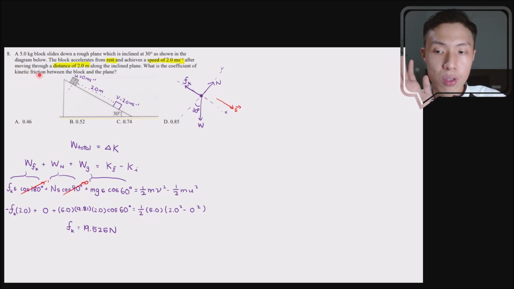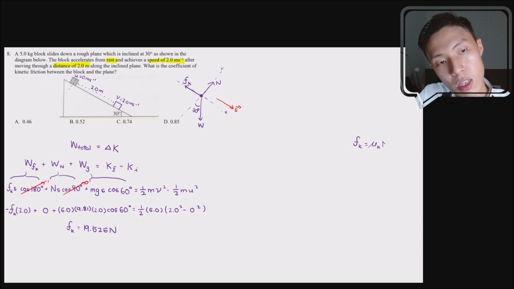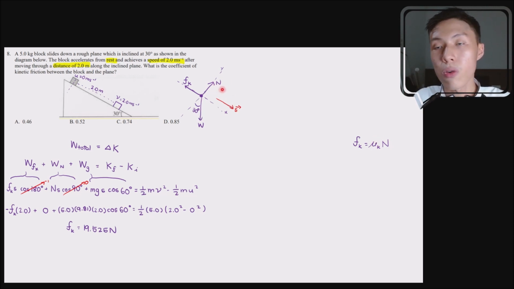So how do you relate the kinetic friction and the coefficient of kinetic friction? You have to come back to the idea that kinetic friction is equal to the coefficient of kinetic friction times the normal force. Therefore, you have to determine the magnitude of the normal force in order to determine the coefficient of kinetic friction. So how are you going to determine the normal force over here? Well, you just need something related to chapter 4. You need to use your Newton's law of motion to analyze the y dimension.